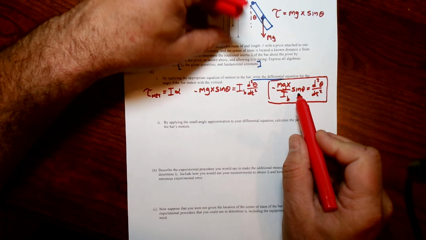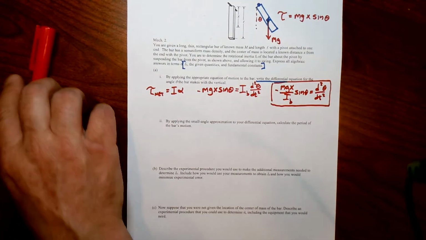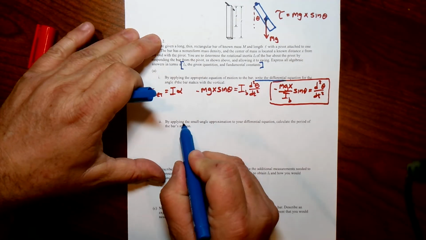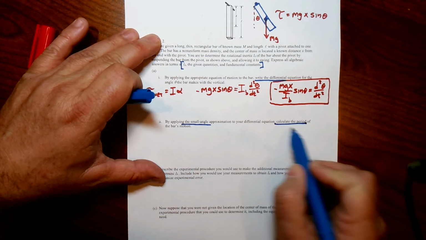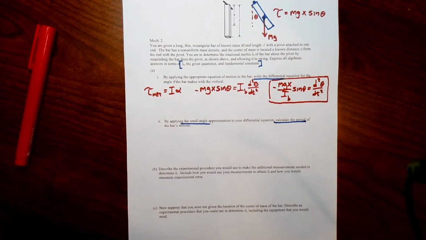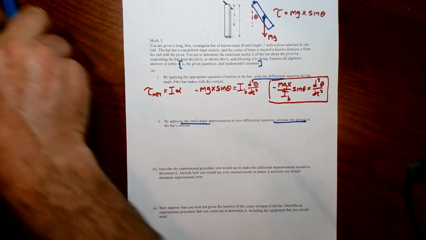So I'm going to leave it in this form because I read down here where it says, by applying the small angle approximation, calculate the period. Oh, I shouldn't have underlined this. I'm using underline for what's the question. Okay, so calculate the period of the bar's motion. Good. Let's go ahead and do that. I'll go back to the blue pen.